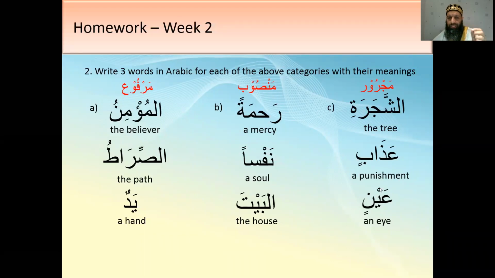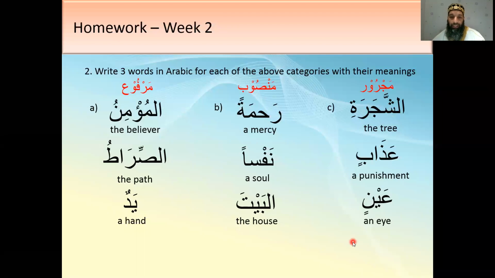Okay, so can I repeat which one is which? Marfu is nominative. The English word for it is nominative. If you're happy with marfu, forget nominative. Marfu is nominative. Mansoob is accusative. And majroor is genitive. There may be some English teachers or people who have done English grammar and understand all this, and if you feel comfortable with that, then fine.